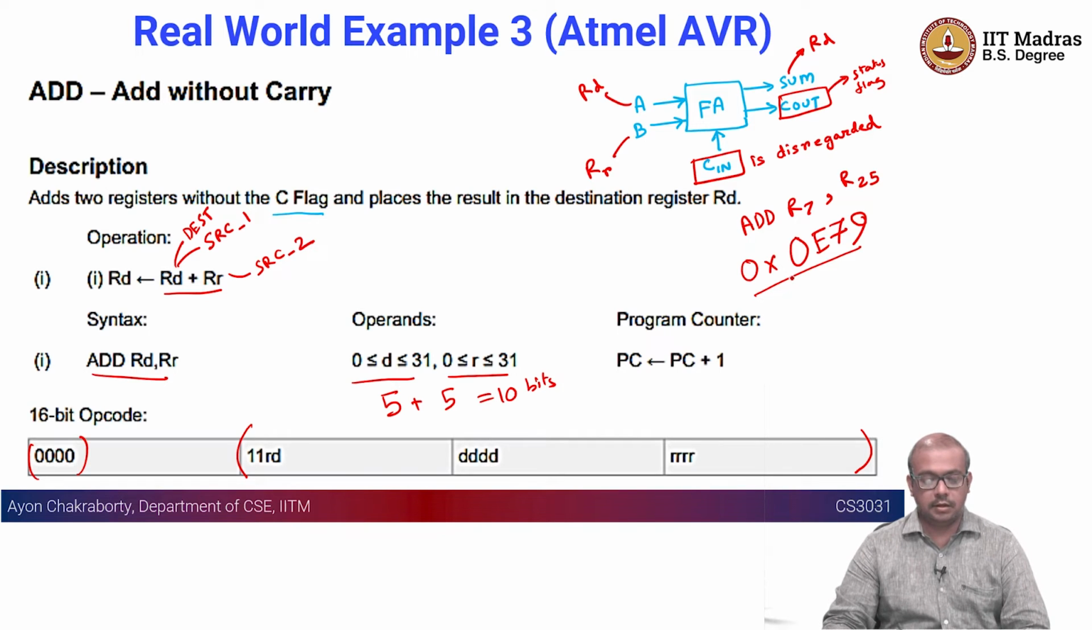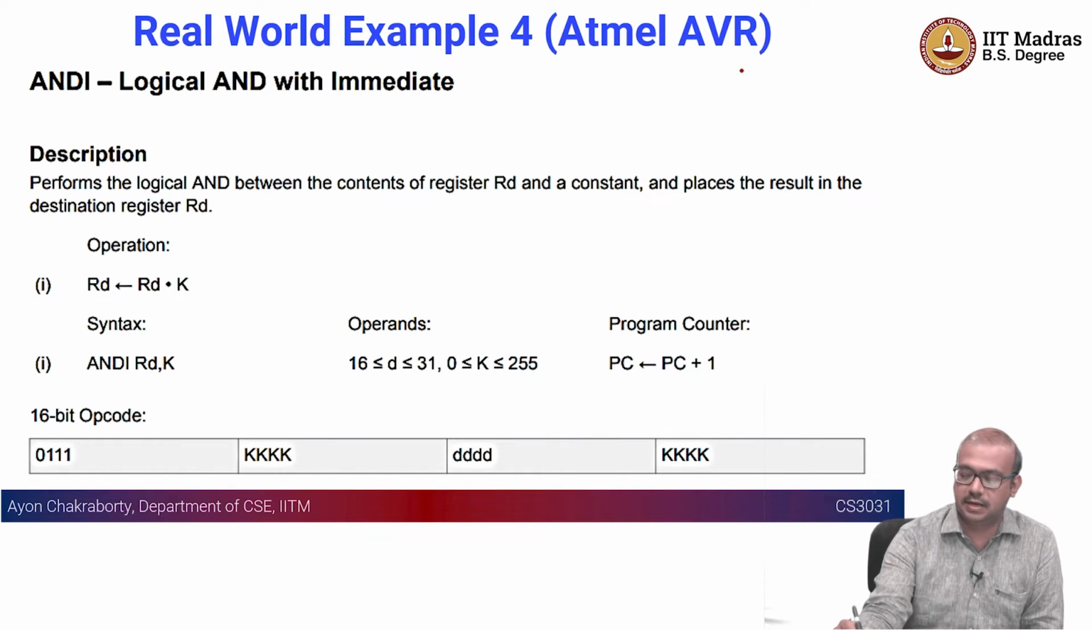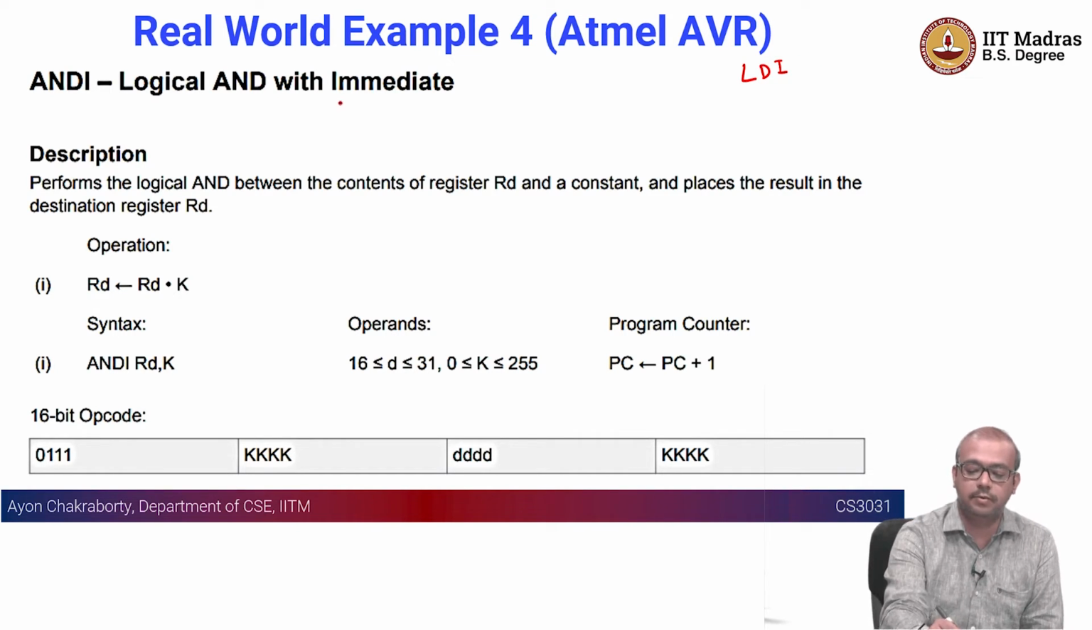Okay. One more example, with a logical operation. Typically logical operations are also done in the ALU. Here it's an AND operation. This AND operation is not between two registers, but between a register and an immediate value. Okay, we have already looked at LDI, right? LDI was load immediate. So this is also AND immediate. The immediate value is an 8-bit constant.